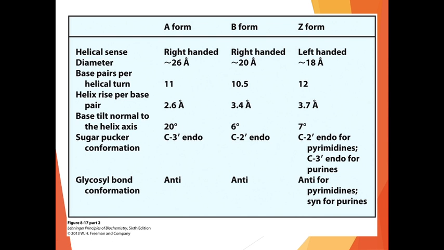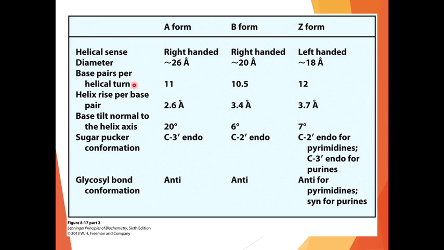This table summarizes some properties of these three forms of DNA, and it is good to remember some of these properties. For example, the helical sense for both A and B form is right-handed, while for Z form it is left-handed. The helical diameter is the highest for A form with 26 angstrom, while B form is 20 and Z form is 18 angstroms respectively.